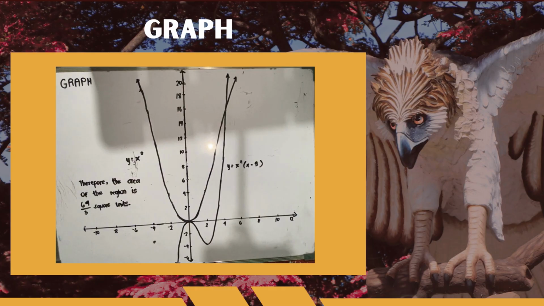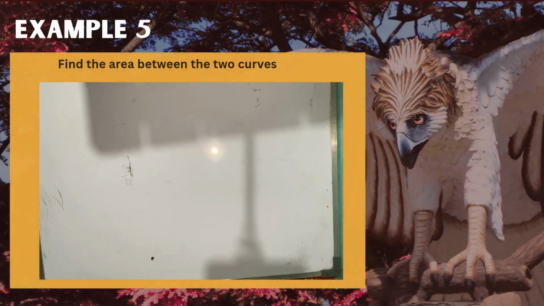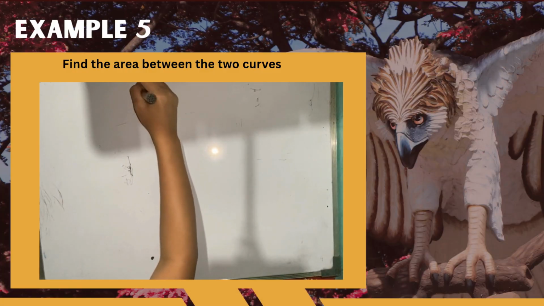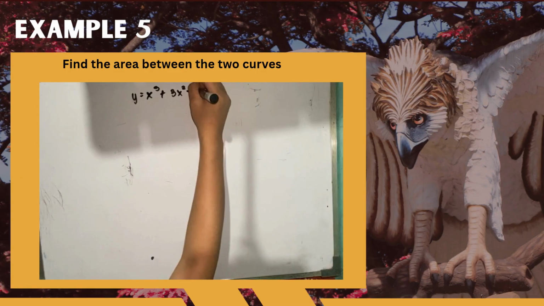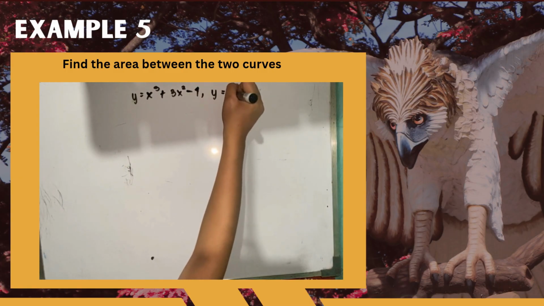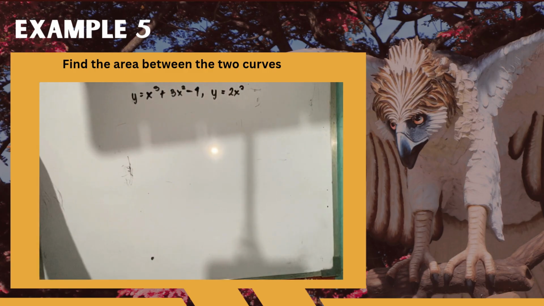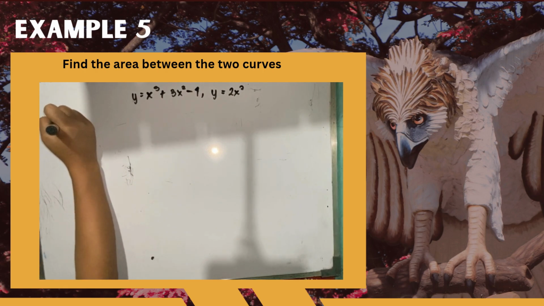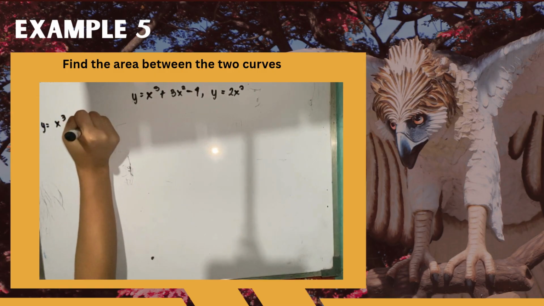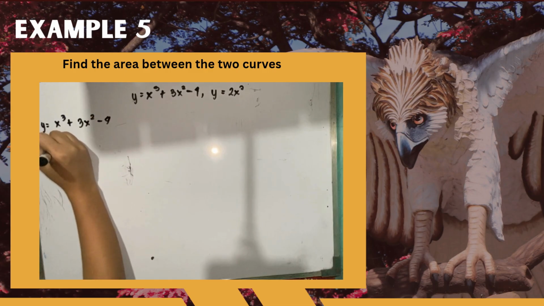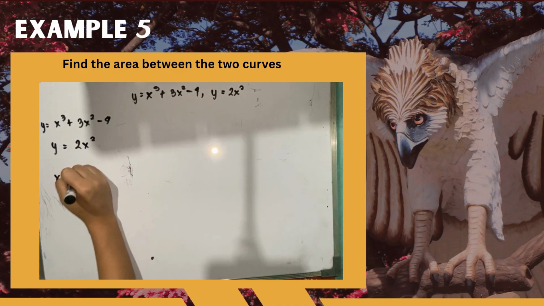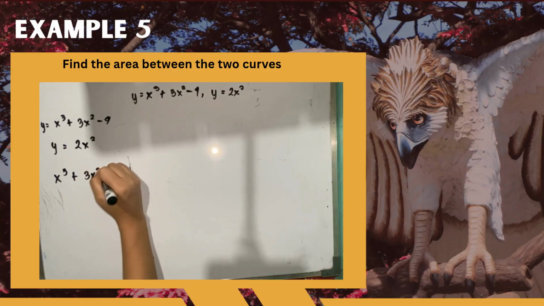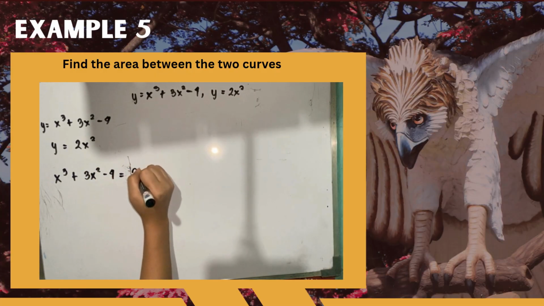Find the area between the two curves. Our given equation is y is equal to x cubed plus 3x squared minus 4 and y is equal to 2x squared. For step 1, we have to find the points of intersection. We have y is equal to x cubed plus 3x squared minus 4, and y is equal to 2x squared. So x cubed plus 3x squared minus 4 is equal to 2x squared.